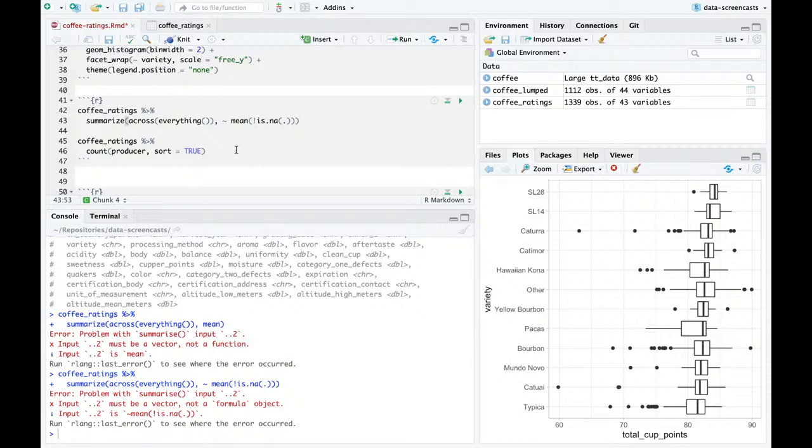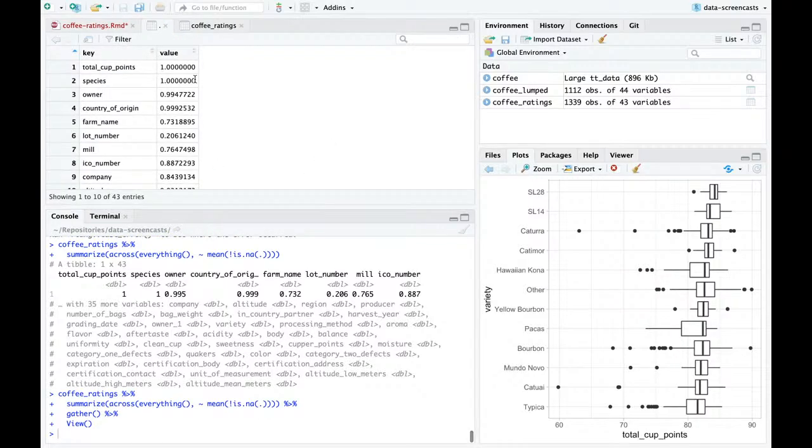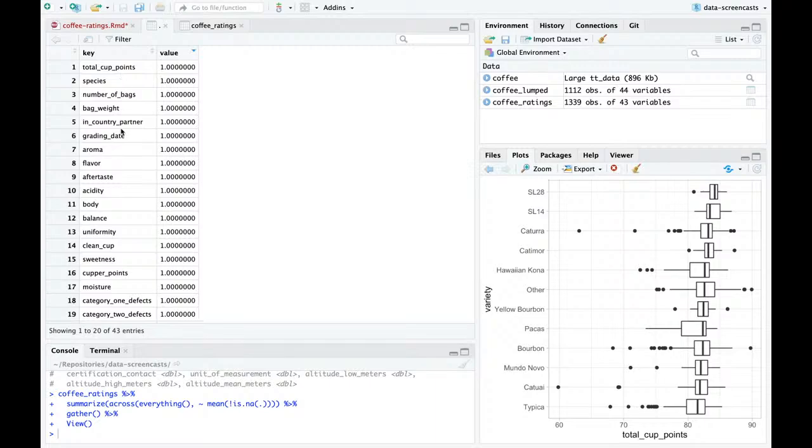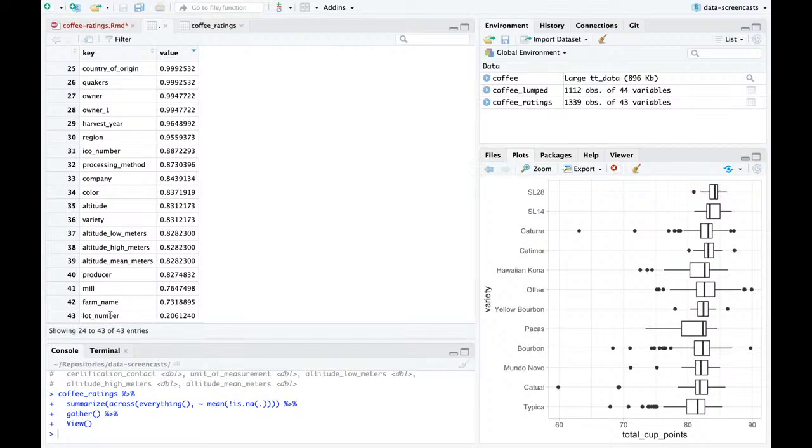let's see, let me remind myself. Oh, right, yes. So what I can do is say across everything, calculate the mean that are not missing. Something I like to do with this is gather and view. What does gather and view do? It lets me sort it. It says, we have complete data for all of these columns. What don't we have complete data for? Here it is.